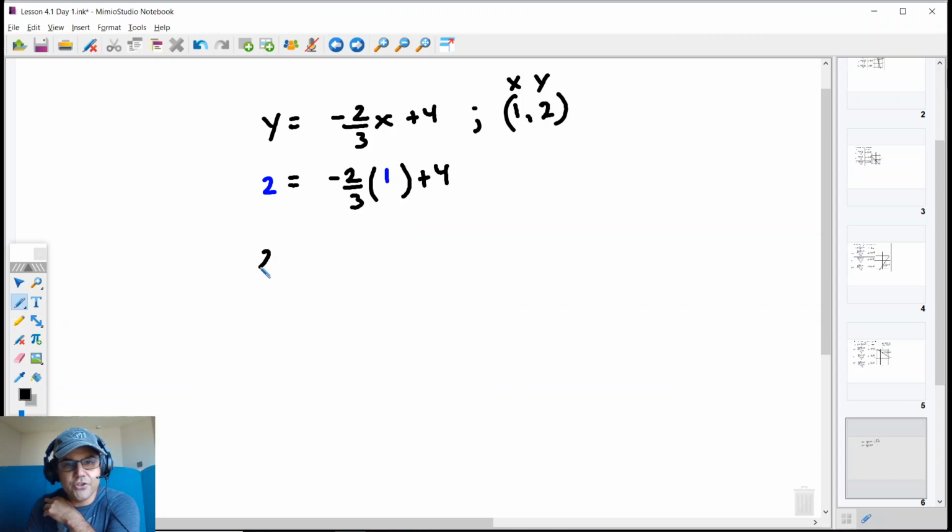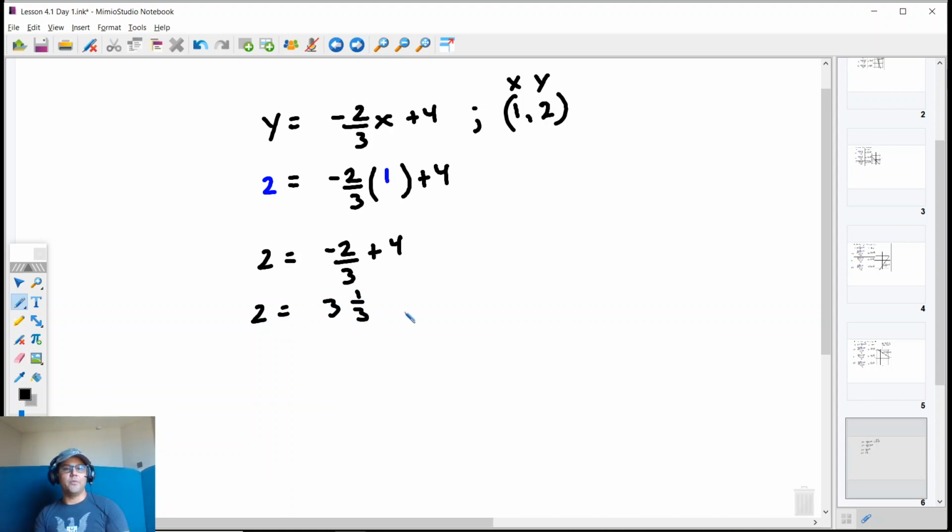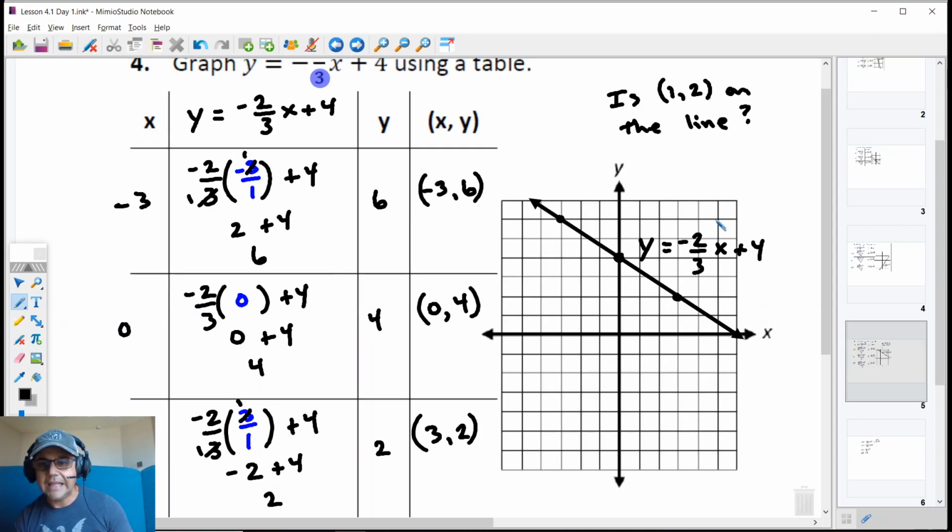So I would say 2 is equal to -2/3 add 4, because again, -2/3 times 1 is just -2/3. So it's really like 4 subtract 2/3. So that's really going to be 3 1/3. So is 2 equal to 3 1/3? Of course not. We would slash that out. That's not equal to. So if you had a graph, it's a lot easier to check.